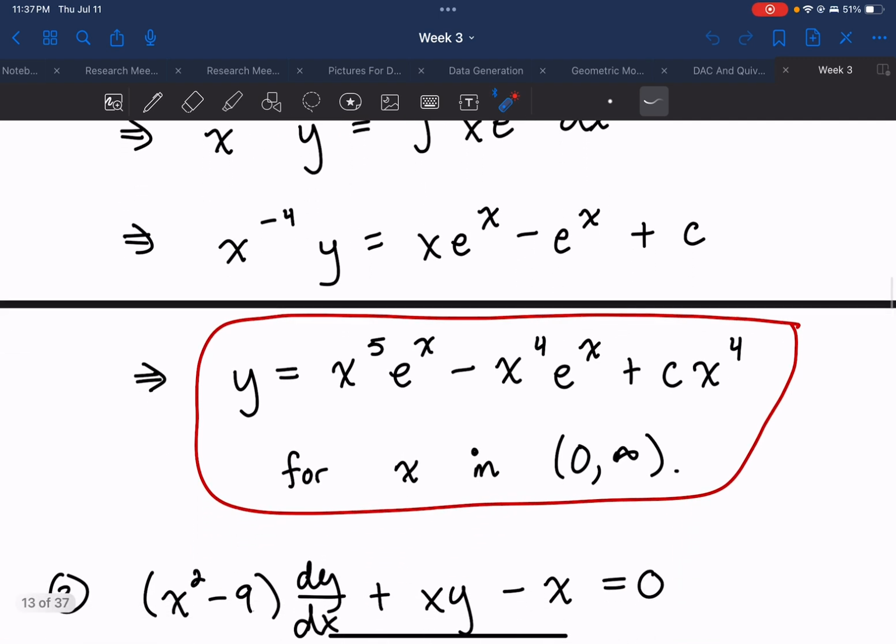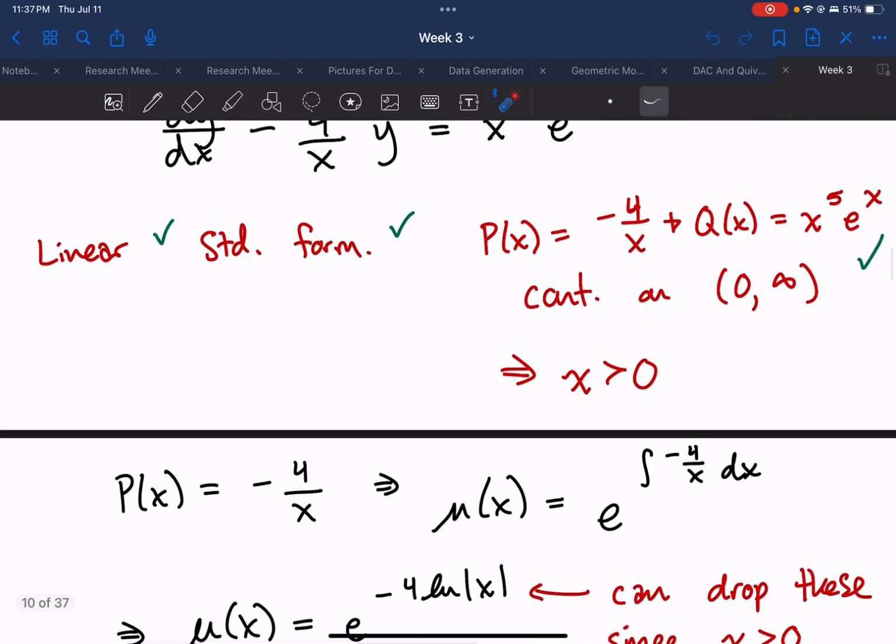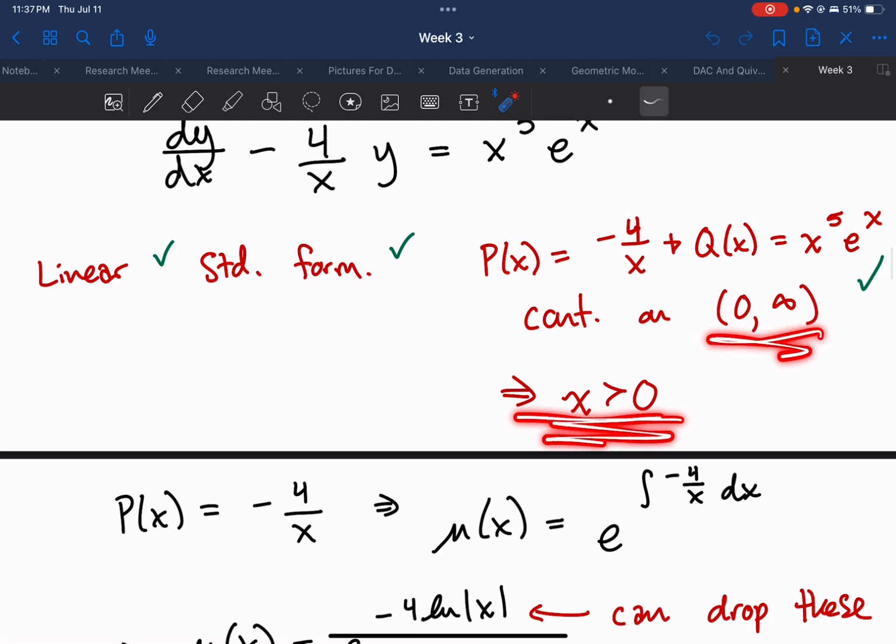And we get y equals x to the fifth e to the x minus x to the fourth e to the x plus a constant times x to the fourth, for x in this interval. Remember, way up here, I chose this interval.